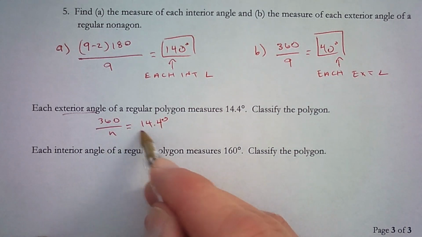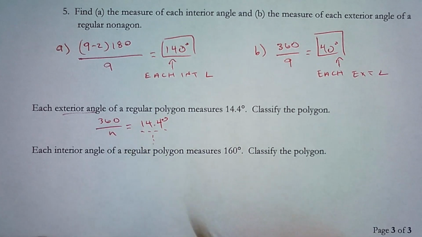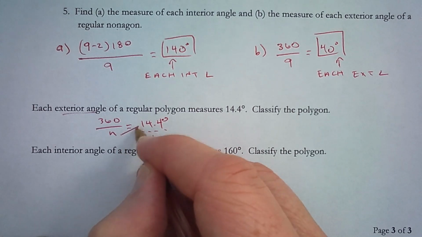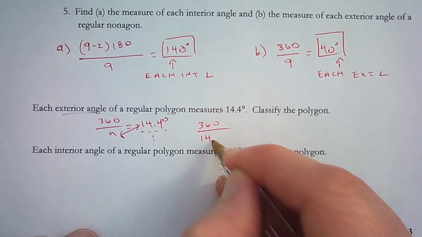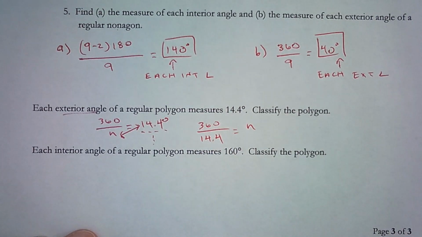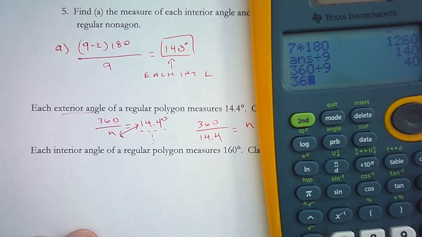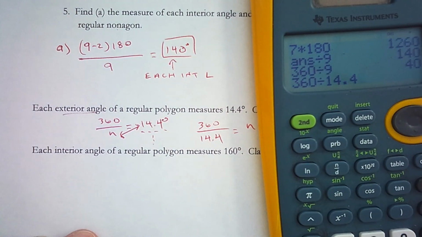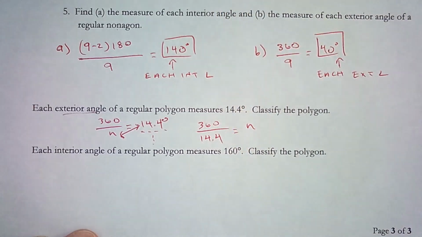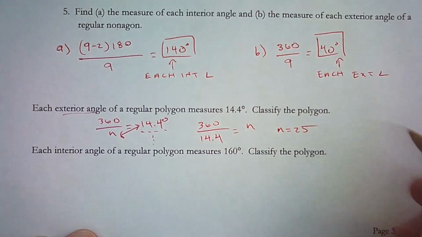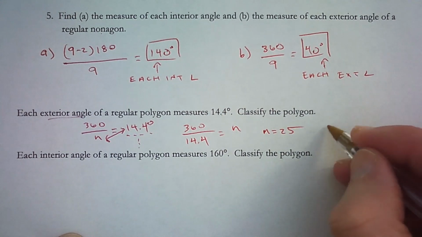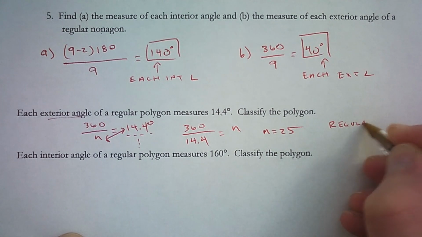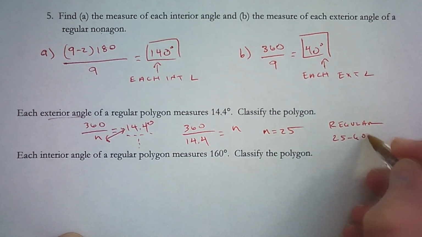Now we're going to treat this as a proportion. So I'm just going to put this over 1 so it looks like a proportion. And you may remember that in a proportion you can exchange things diagonally. So this is really the same as 360 over 14.4 equals n. Okay, so 360 divided by 14.4 is 25. So n is 25, which means that if each exterior is 14.4 degrees, what you have is a regular 25-gon.